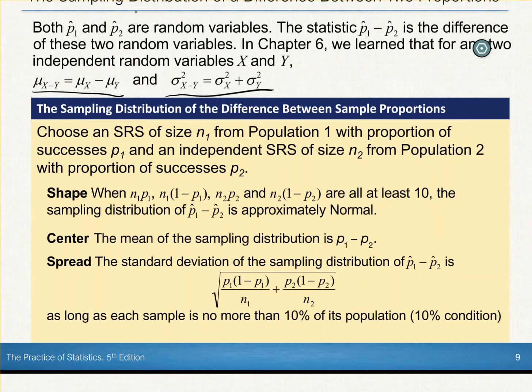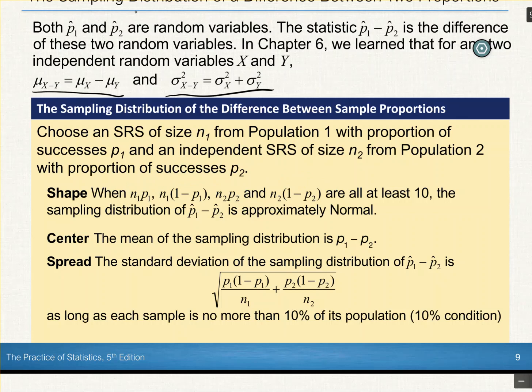So recall some of the things that we needed to know. In order to be approximately normal, we had to have that n p1, n times 1 minus p1, etc. All those had to be at least 10. In chapter 9 it was just this and this, but now we've got two different statistics we're looking at, so it's got to be all of them. That's why there's four of them.